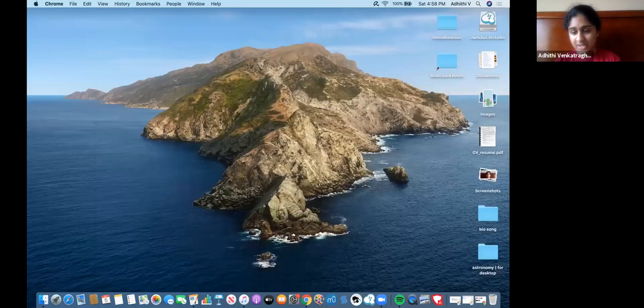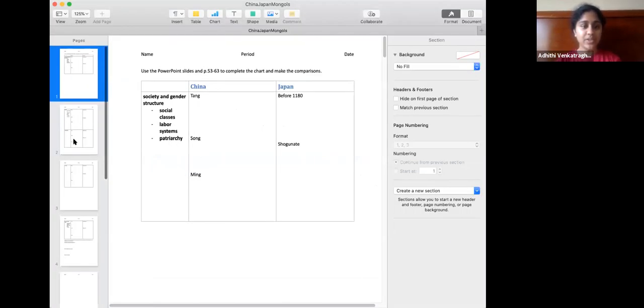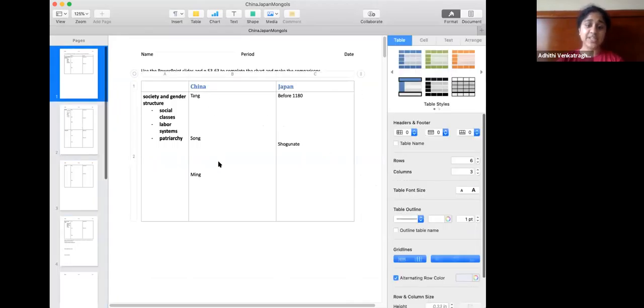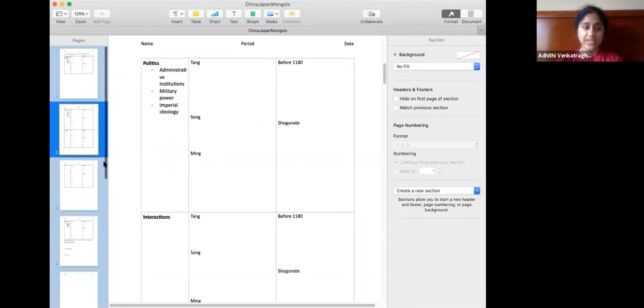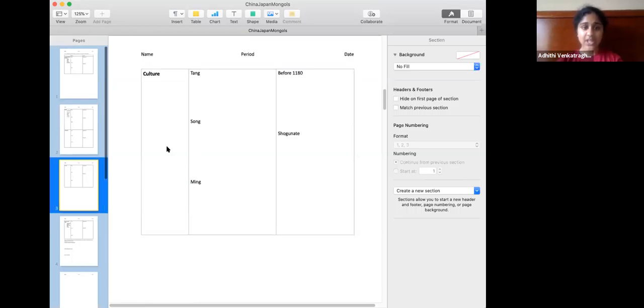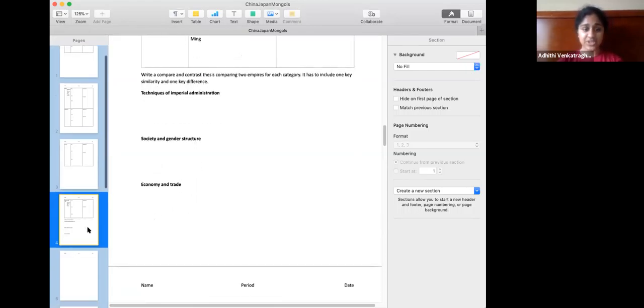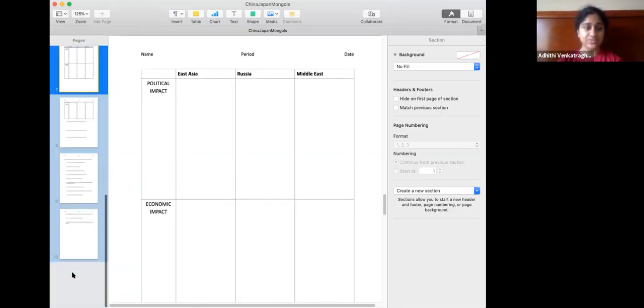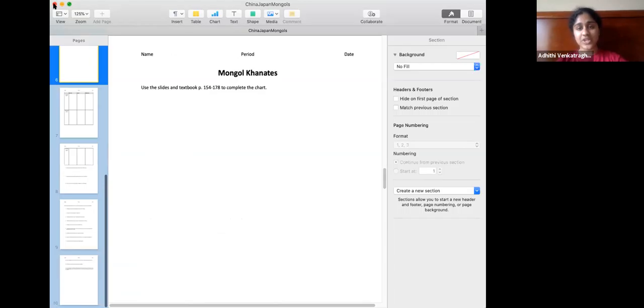Just a reminder about the homework, hold on, let me pull it up. This will be going on the Google Drive. Here we just have China, society, and gender structure. Then we've got Japan, society and gender structure. We talk about the Tang, Song, Ming dynasties before 1180 during the shogunate. Here is politics before 1180 during the Tang dynasty, interactions between cultures, culture itself, the economy and trade, the techniques of the administration, society and gender structure, economy and trade, and moving on to Russia, the Middle East, and some true or false questions for you to think about. This will be going on the drive.